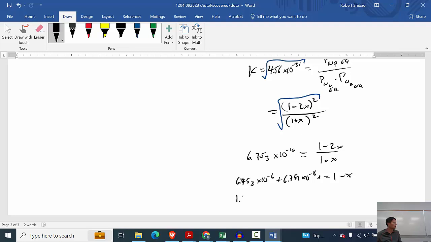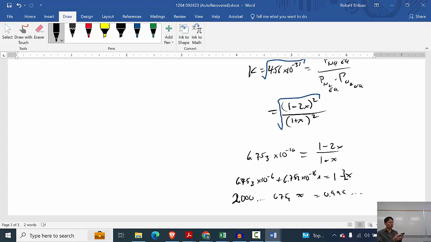So I'm going to have 1.000 dot dot dot 6753x. I need 15 zeros here. Isn't it 1 minus 2x? Oh, 2x. Oh, shoot. It's 2x, so I need to change this to 2. And then I'm going to subtract this from both sides. So this is going to be 0.999 dot dot dot. And so let's go ahead and do that.